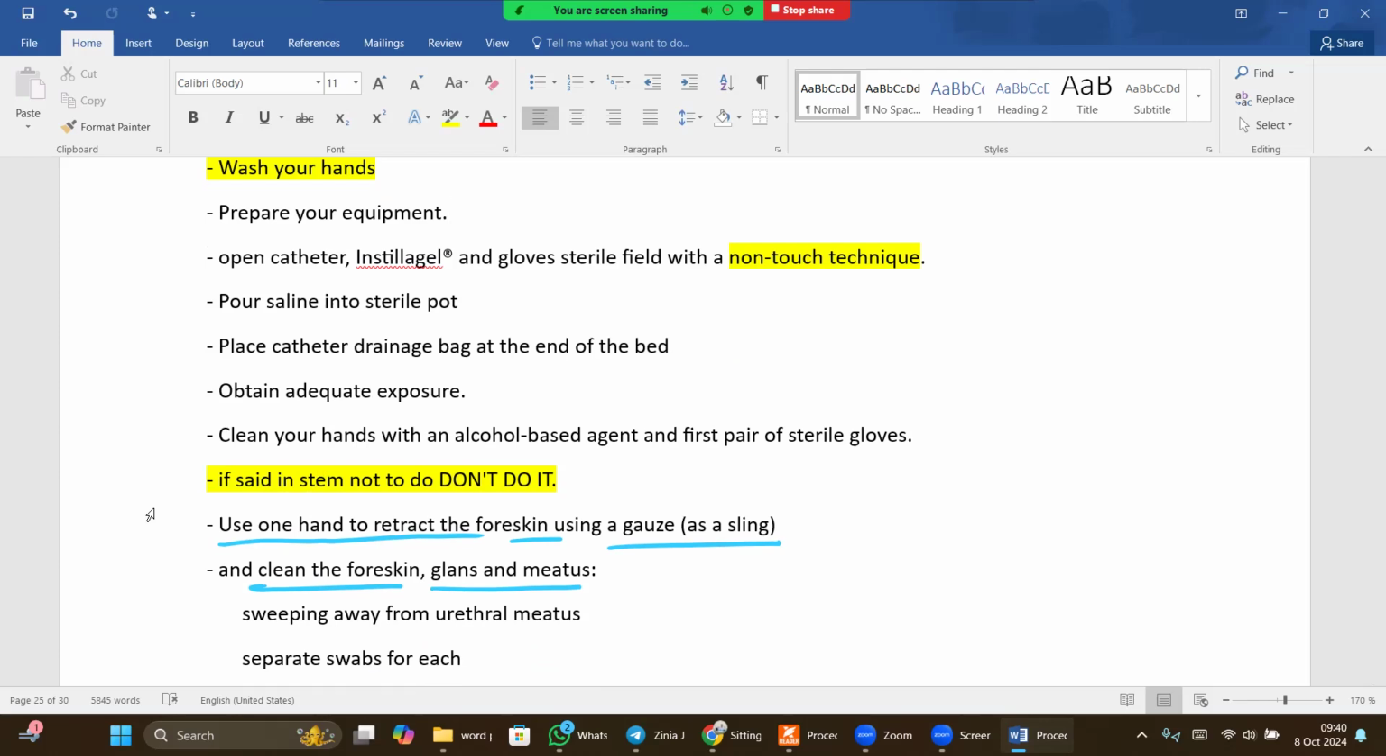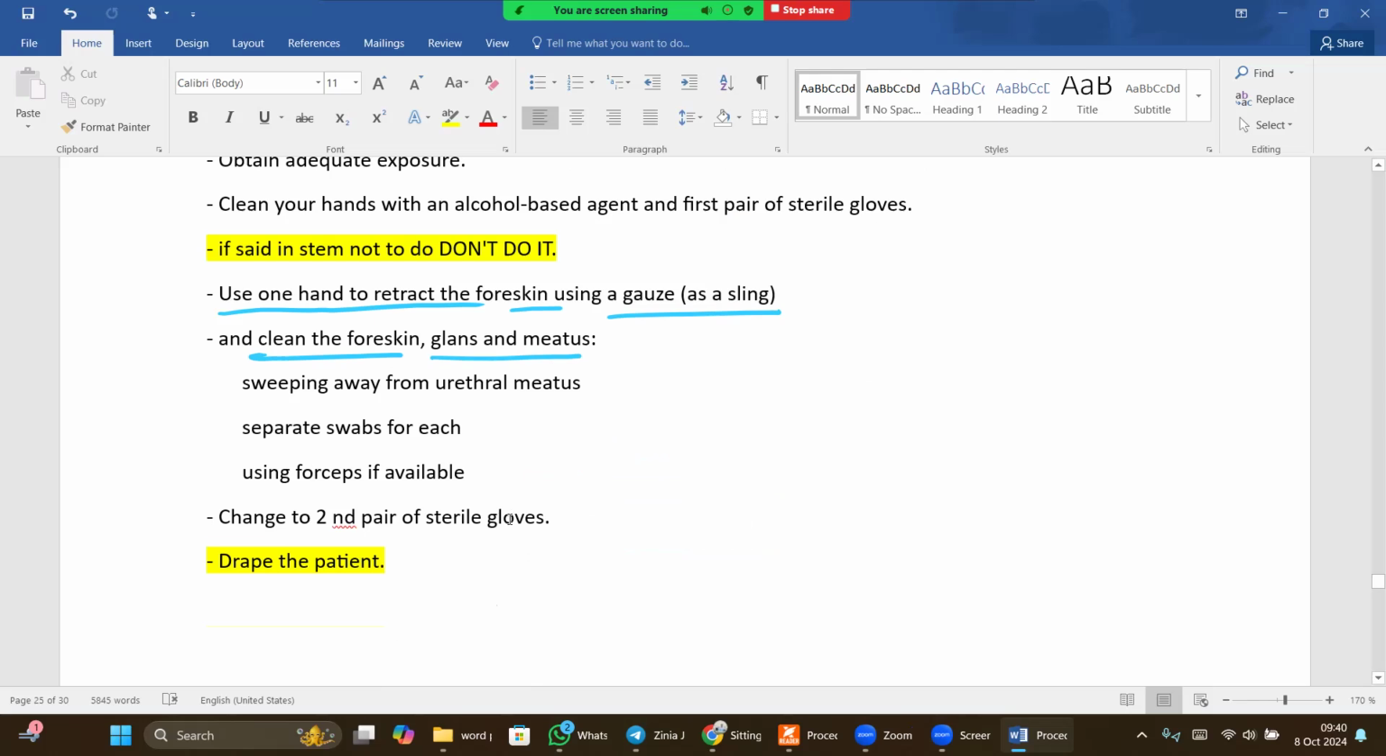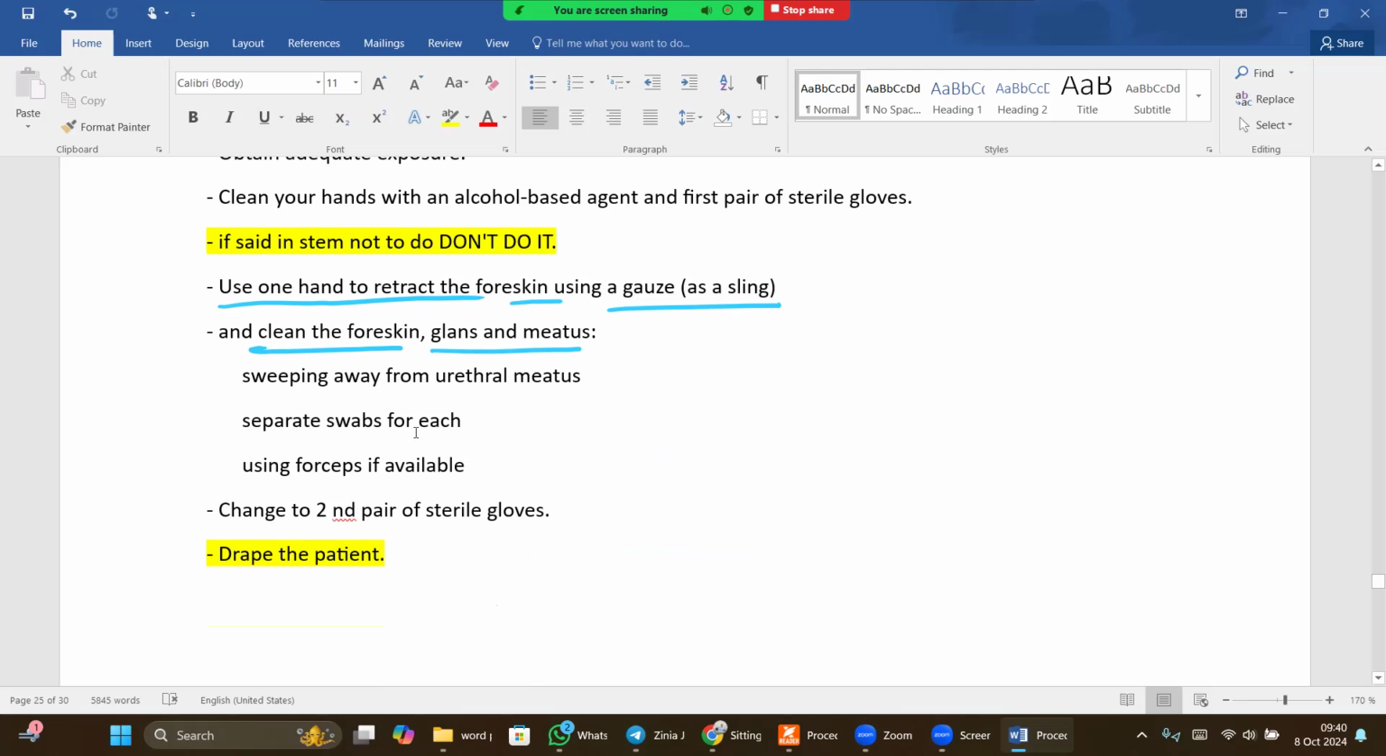Use one hand to retract the foreskin using a gauze as a sling and clean the foreskin, glans and the meatus, sweeping away from the urethral meatus. Separate swab for each, using forceps if available. Change to second pair of sterile gloves.